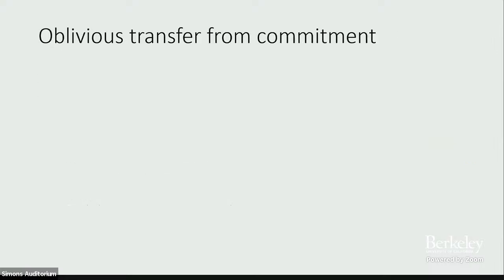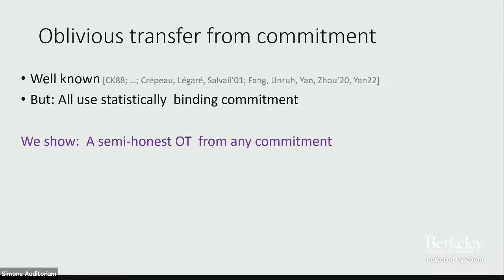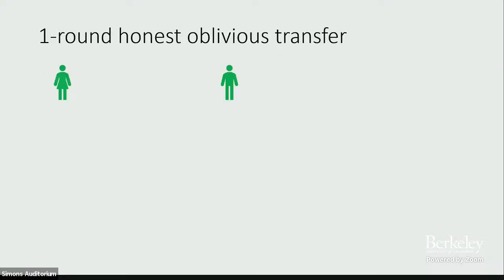So this is easy. Now the slightly less trivial part, but not so hard, is how to get semi-honest oblivious transfer from a commitment which is neither statistically binding nor statistically hiding. We know how to get oblivious transfer from commitment, we have done it for many years, but all those constructions use statistically binding commitments. But we don't have that. So we show how to do it, but all we need is semi-honesty from any commitment, which is not statistically binding in particular.